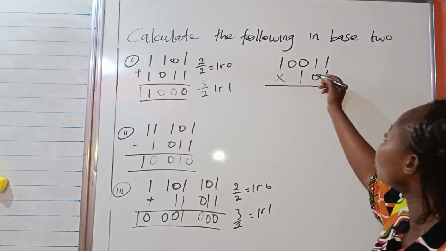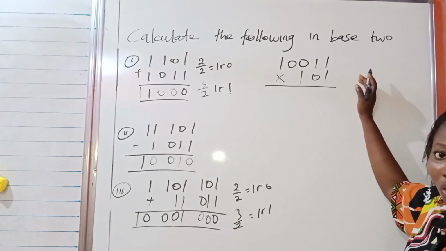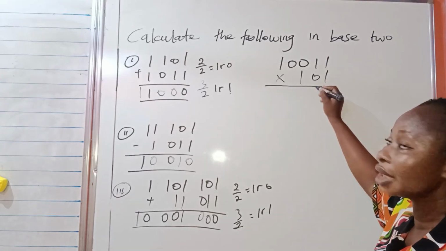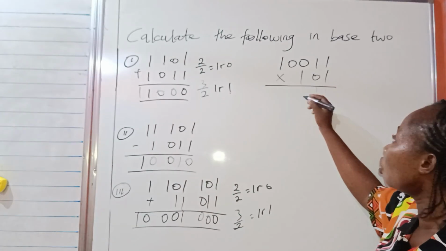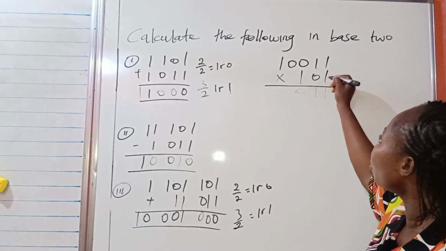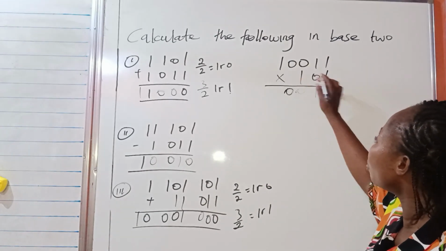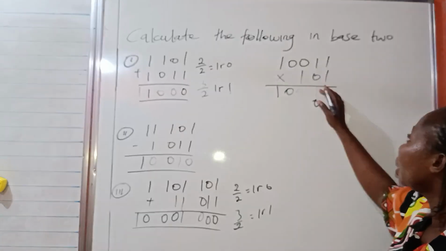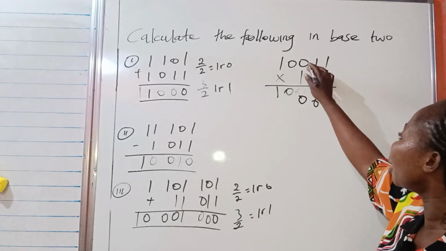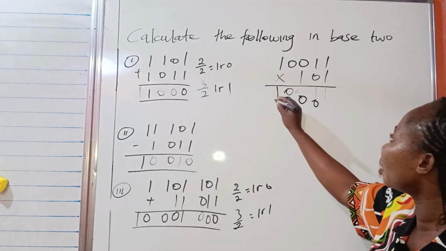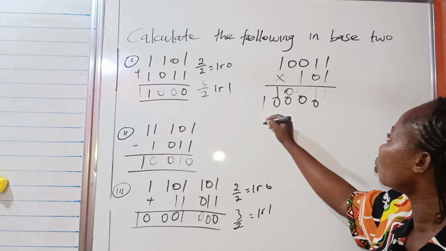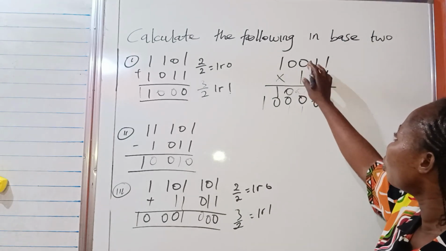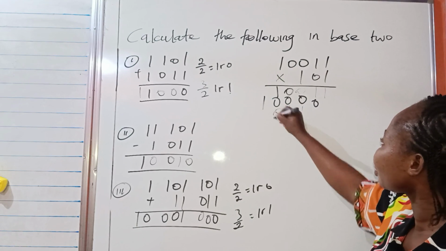So we move to multiplication. Multiplication is like normal multiplication as well. 1 multiplied by 1 is 1. 1 multiplied by 1 is 1. 1 multiplied by 0 will give us 0. 1 multiplied by 0 is 0. 1 multiplied by 1 is 1. So 0 multiplied by 1 is 0. 0 multiplied by 1, 0. 0 multiplied by 0, 0. 0 multiplied by 0, 0. 0 multiplied by 1 is 0. So 1 multiplied by 1 is 1. 1 multiplied by 1 is 1. 1 multiplied by 0, 0.